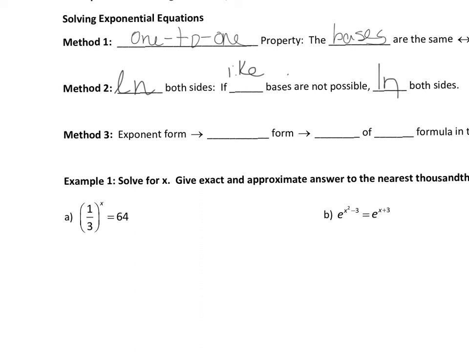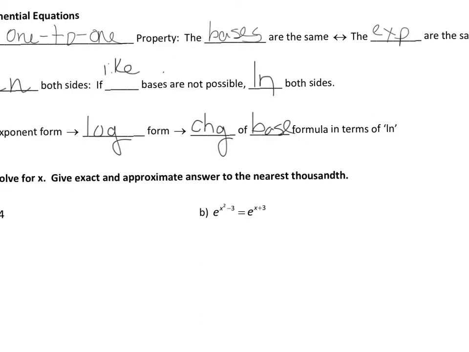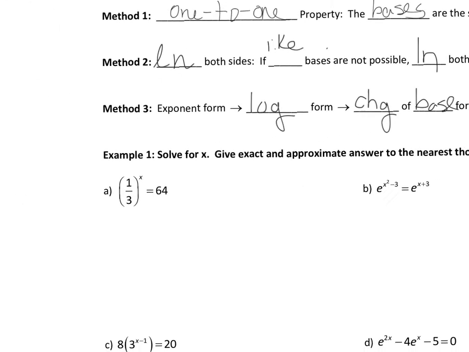And then once we get into a nice neat exponent form, like for instance an A right here, let's say we can't get like bases, we are then going to simply put it into logarithmic form and then use the change of base formula in terms of natural log. We'll see what that looks like.